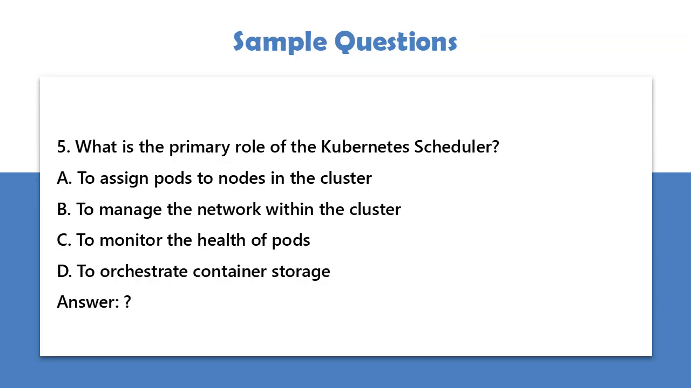5. What is the primary role of the Kubernetes scheduler? A. To assign pods to nodes in the cluster. B. To manage the network within the cluster. C. To monitor the health of pods. D. To orchestrate container storage.